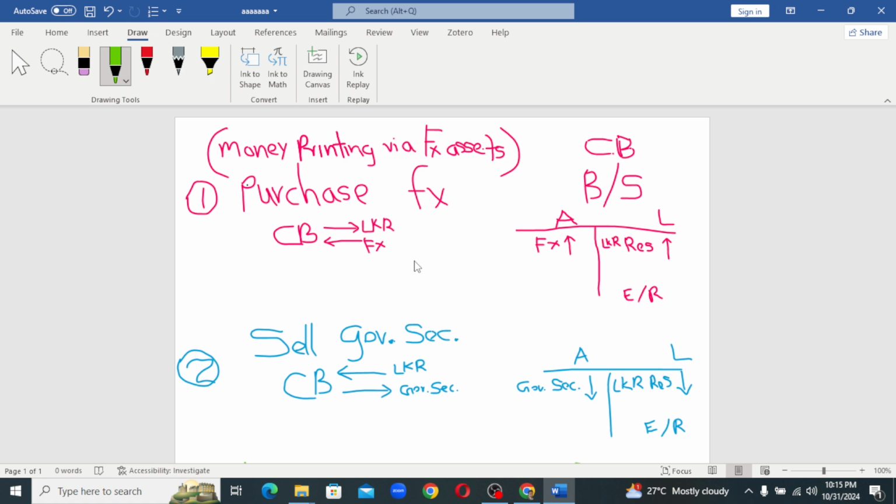So the central bank gets LKR from the system and issues government securities to the system. In the balance sheet, on the asset side of the central bank, there will be a reduction of government securities, and a corresponding liability reduction by way of LKR reserve depletion. That's what the previous statement has referred to.